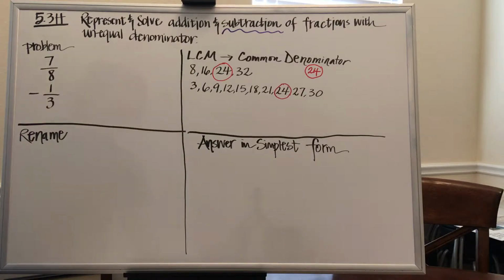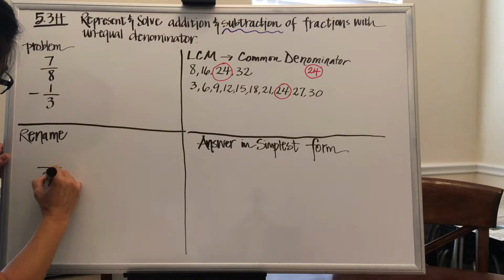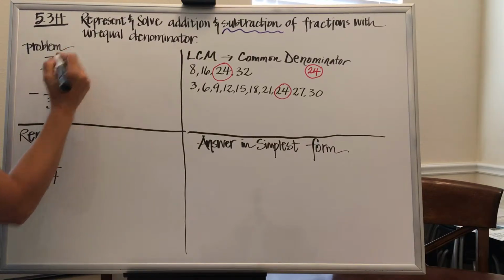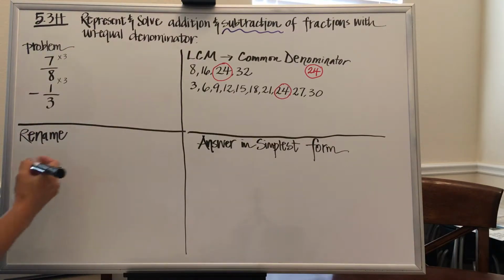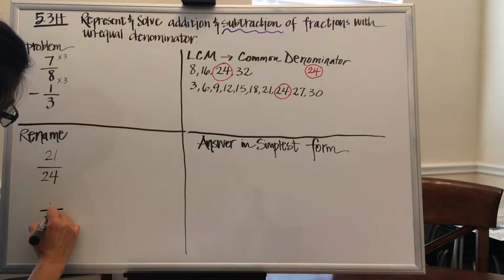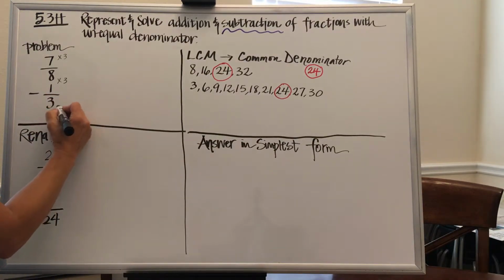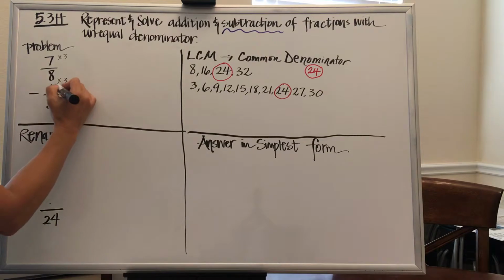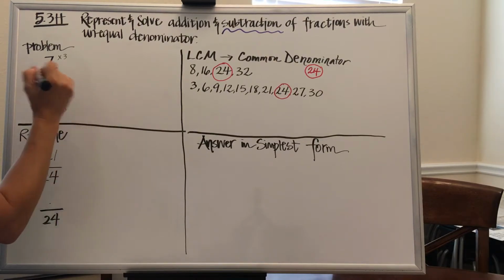So my next step is to rename them into the common denominator of 24. 7/8. How do I get from 8 to 24? Multiply by 3. So therefore, what you do to the denominator, you must do to the numerator. 7 times 3 is 21. Going to 1/3. Again, I have to rename this 3 to 24. How do I get from 3 to 24? I need to multiply that by 8. So what you do to the denominator, you do to the numerator as well.